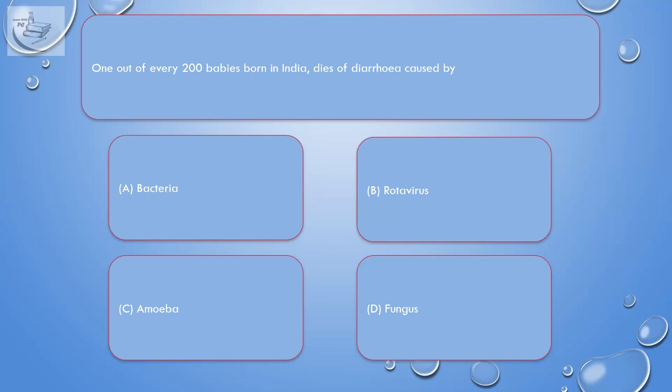Question: 1 out of every 200 babies born in India dies of diarrhea caused by A. Bacteria, B. Rotavirus, C. Amoeba, D. Fungus. Correct answer is B. Rotavirus.